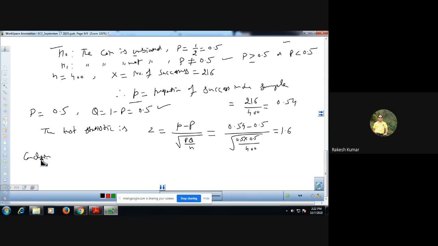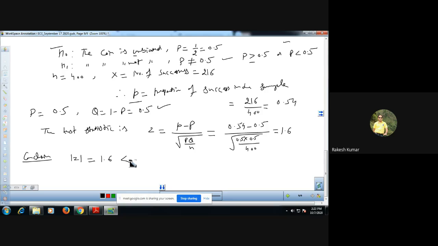Now we shall conclude the question. We should find the modulus of the value. It means we are taking the absolute value, whether we are getting a negative value in the numerator or not. If a negative value in the numerator is there, then the overall value will also be negative. And this is a must to take. So this comes out to be 1.6.